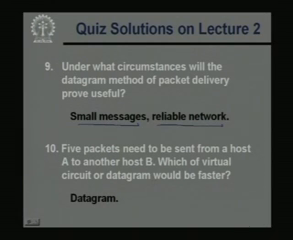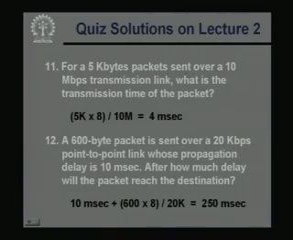5 packets, well 5 means few, need to be sent from host A to another host B. Which of virtual circuit or datagram would be faster? Datagram, because you need not do any initial circuit or connection establishment, okay. That overhead is removed. For a 4 kilobyte packet sent over a 10 Mbps link, what is the transmission time? Well, this is easy to calculate. 5 kilobytes means 5k into 8 bits, divide by 10 megabits, it is 4 milliseconds.